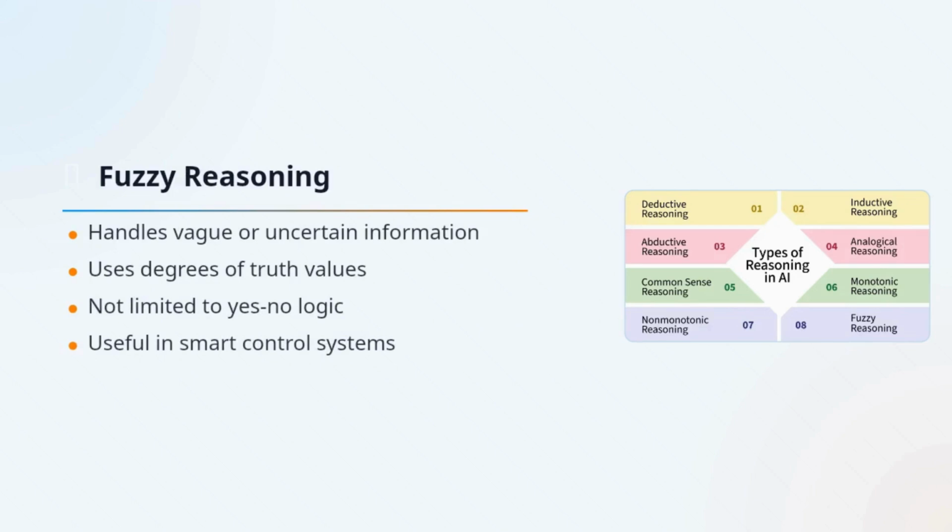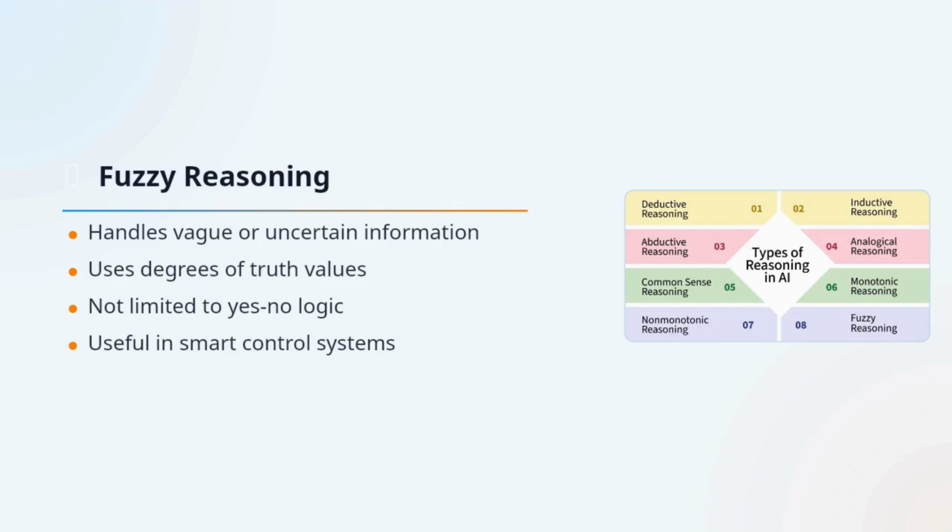Fuzzy reasoning helps AI work with situations that are not clearly true or false. Instead of saying something is completely true, it can assign a degree, like 0.7 true, to represent partial truth. This is helpful in cases such as judging whether the weather is warm or whether visibility is poor.